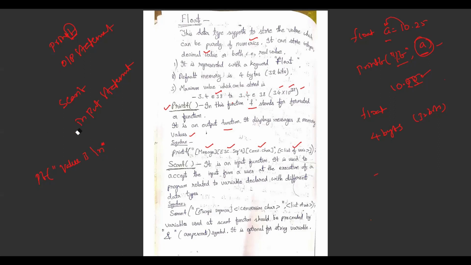Conversion character is nothing but, if you want to print an integer, you're going to take %d as your conversion character. Then the list of variables, whatever value you want to print, you're going to print like this, followed by a semicolon. So this is the output function, printf.